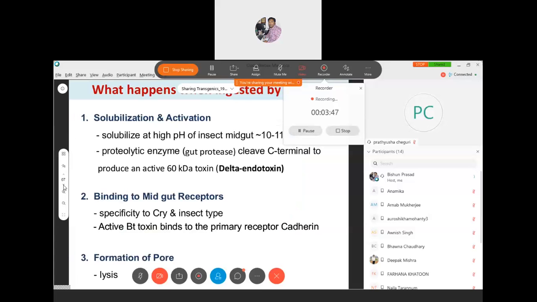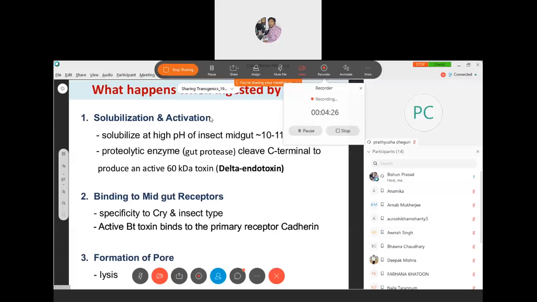So now the question is, what happens when an insect ingests the Cry protein? What happens when this Cry protein enters the insect gut? So it will go through three kinds of processes. Three processes will be initiated inside the insect midgut. The first one is solubilization and activation. As soon as the Bt protein enters the insect gut, it goes for solubilization as well as activation. Then binding of Cry protein to the midgut receptor, and the third is formation of pore. So we'll go one by one.